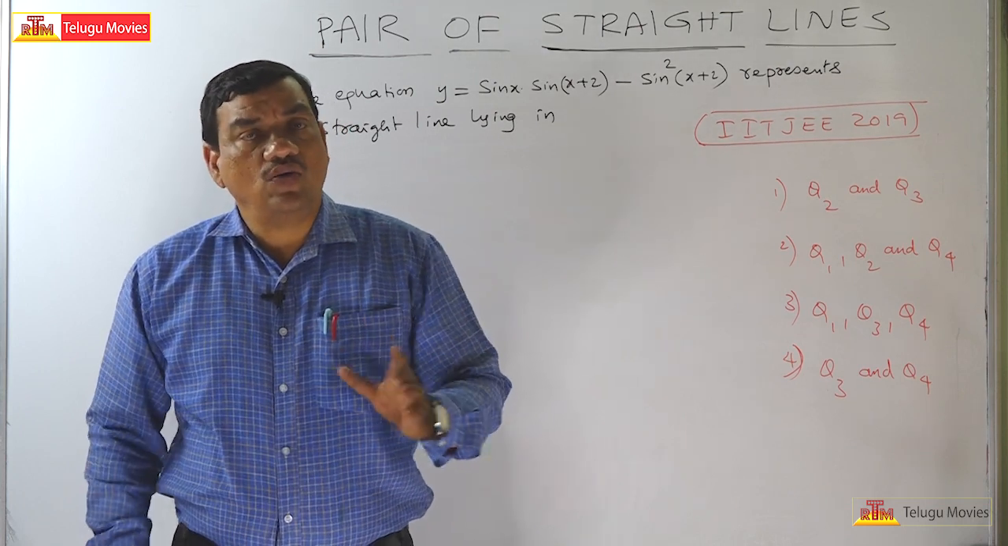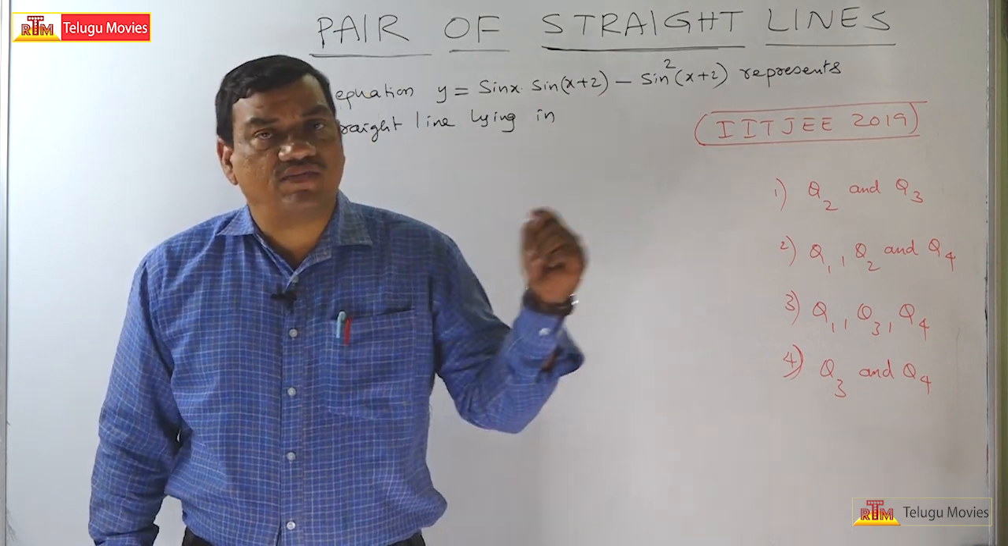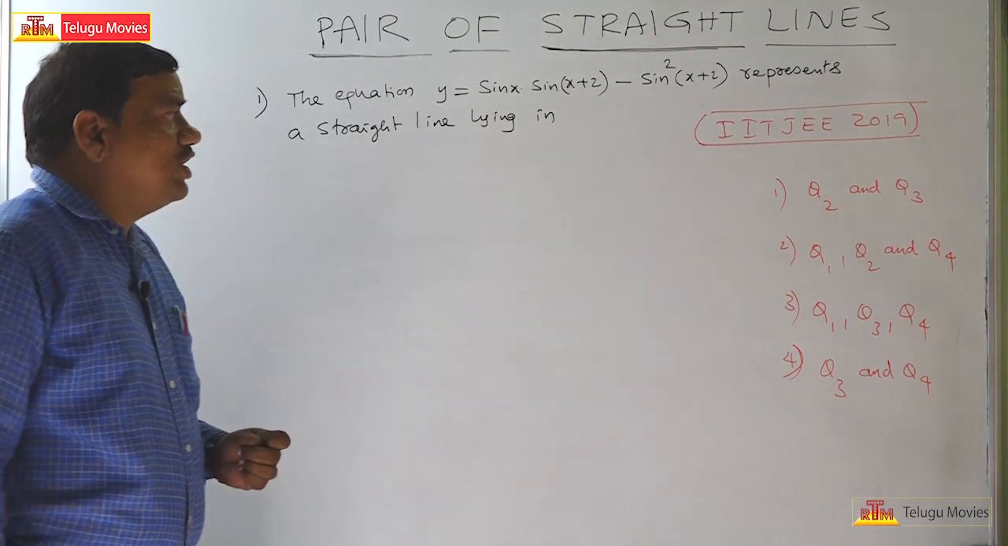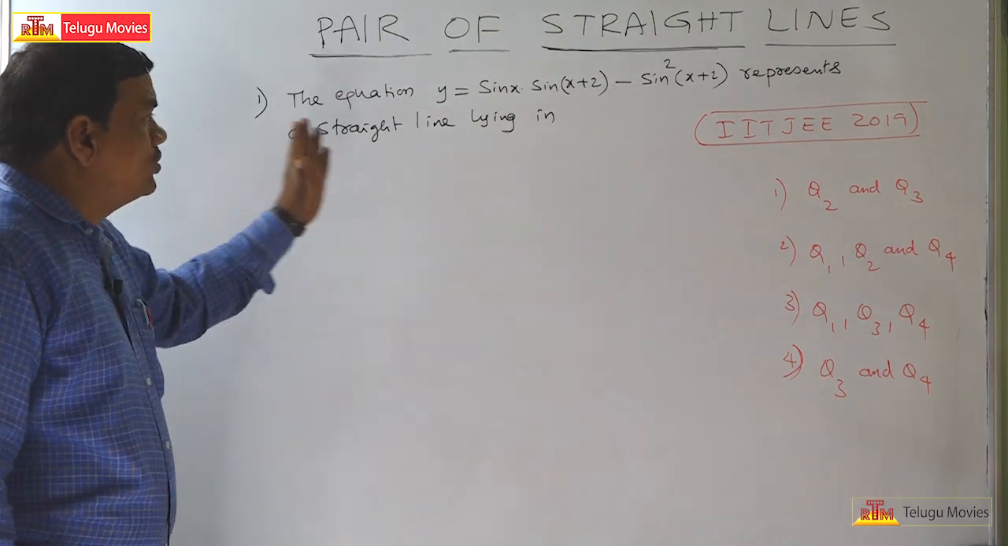Now such a type of one problem is given from this pair of straight lines concept that was asked in IIT JEE 2019. So the question is here.